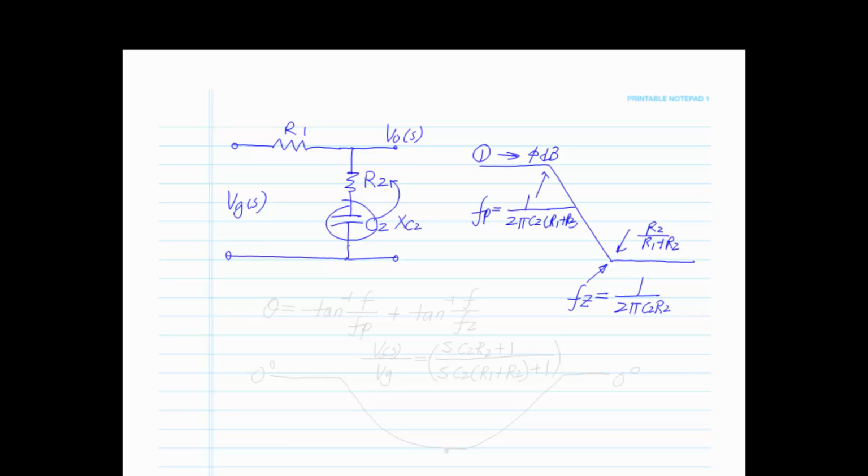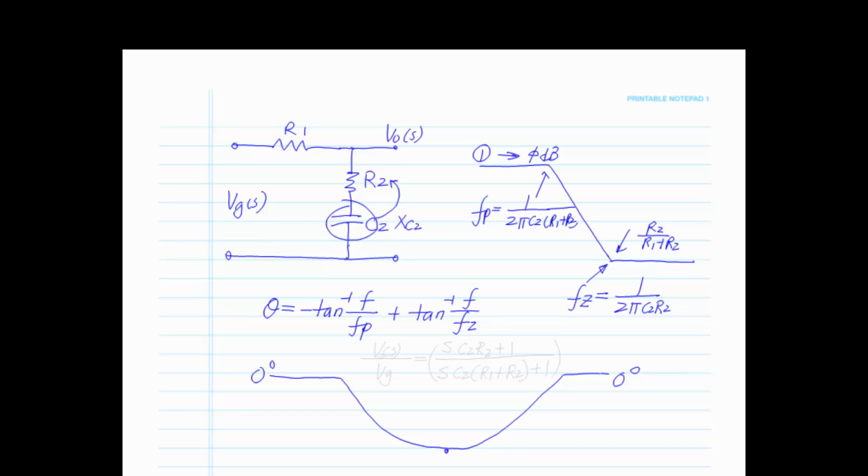Okay? So you can see we're going to have a phase lag due to the pole and a phase lead due to the zero. So the phase is going to be, one from the pole is going to be minus the arctangent of F over FP. And the zero is going to be a plus because you're going to add the phases, and that's going to be an arctangent of F over F of 0. And this is the F of 0.